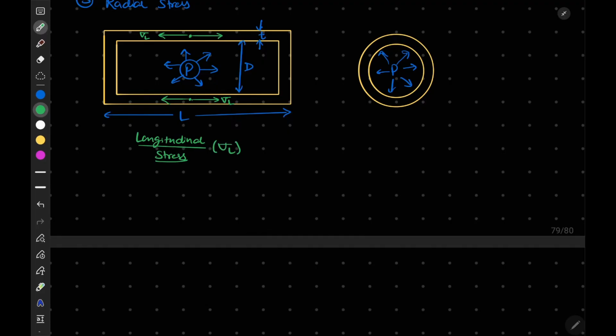Okay, and if we talk about the hoop stress, it would be something like this. Okay, so this is your sigma H, that is your hoop stress.